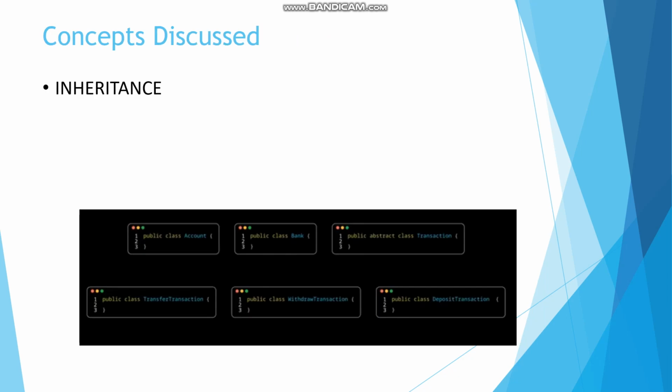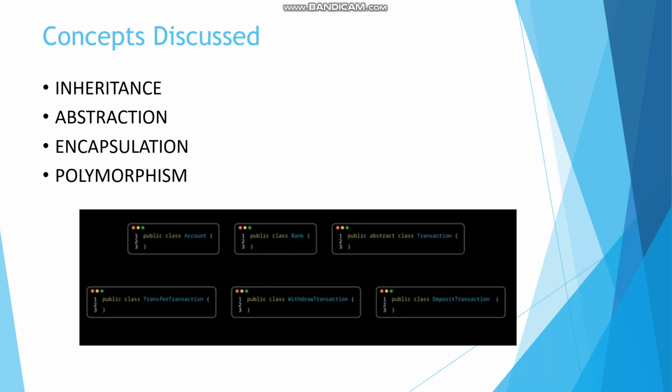As you can see, there are four concepts inside object-oriented programming. First is inheritance, then comes abstraction, then comes encapsulation, and at the last we have polymorphism. Object-oriented programming is a programming paradigm based on the concept of objects. These objects can contain data in the form of fields and code in the form of procedures or methods.